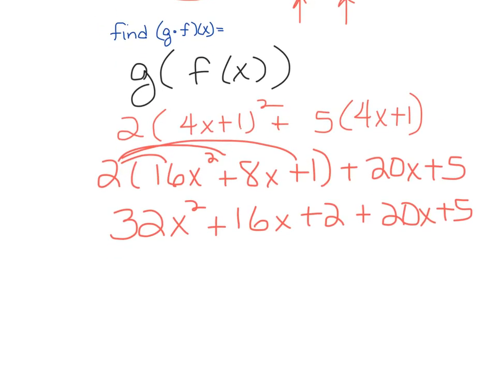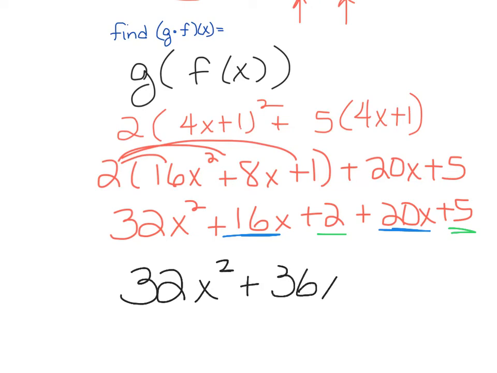I now need to group my like terms. So I have two x terms that are like terms that I can group. Nothing to group with the x squared. And then I can group the two constants. So this will be my simplified composite function.